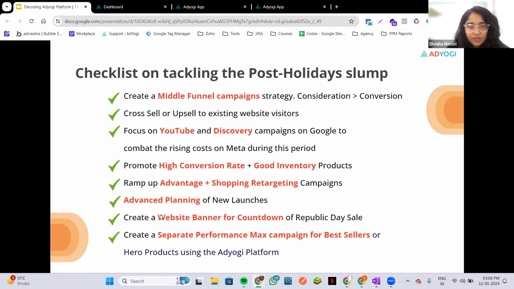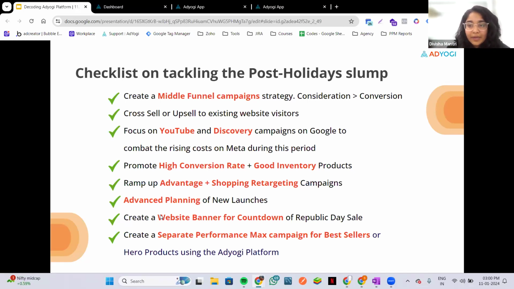Fourth would be to focus on high converting products, and mostly these products which have great inventory in stock, right? Better would be to make product sets of this combo, right, and show them to your prospecting audiences, and even your customers and your dynamic audiences as well. This is the best product to try out as of now during this period.